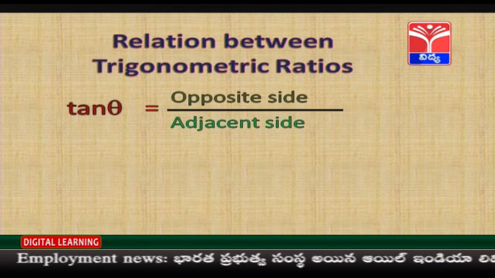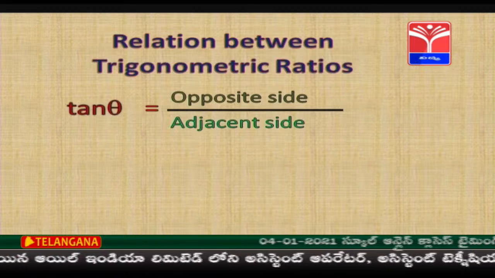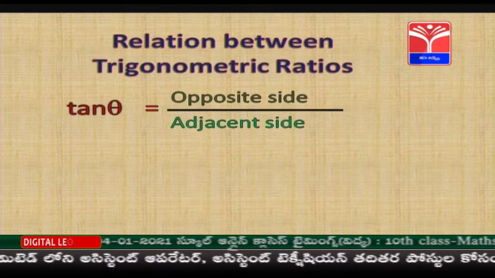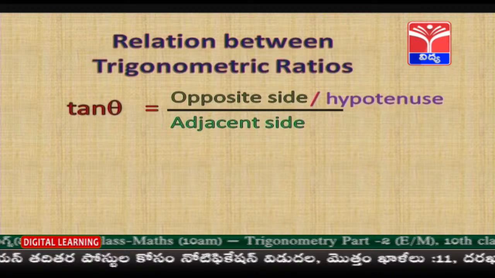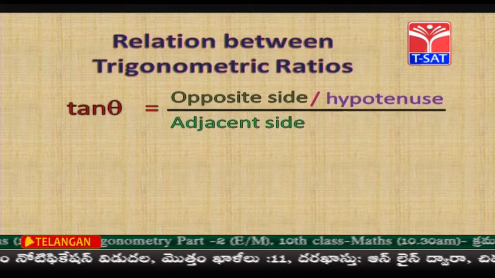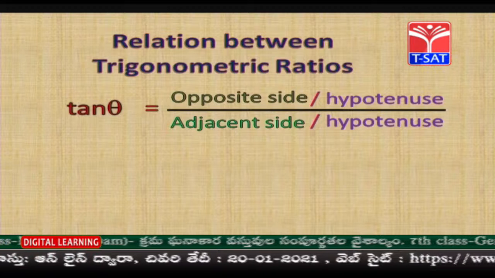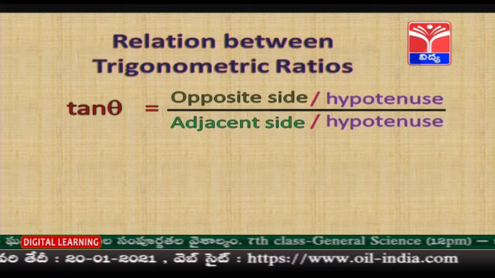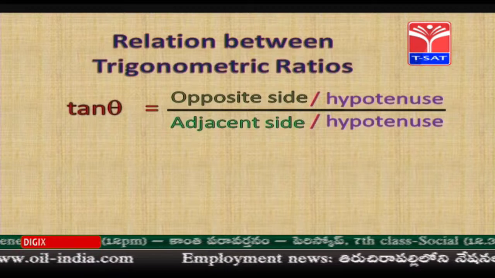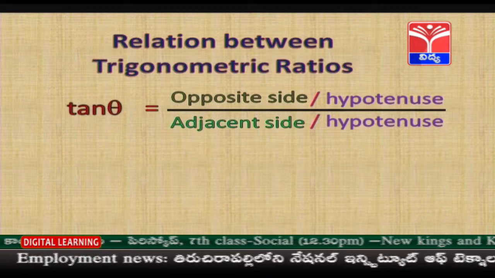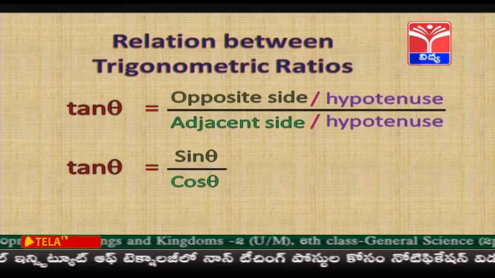Tan theta is equal to opposite side by adjacent side, that we have known from the previous concept. Now, let me divide the numerator, opposite side, by the hypotenuse, and the denominator also by the hypotenuse. In the previous case we observed that opposite side by hypotenuse is known as sin theta. At the same time, adjacent side by hypotenuse is known as cos theta. So, can I say now tan theta is equal to sin theta by cos theta?